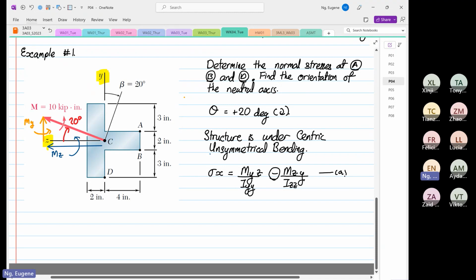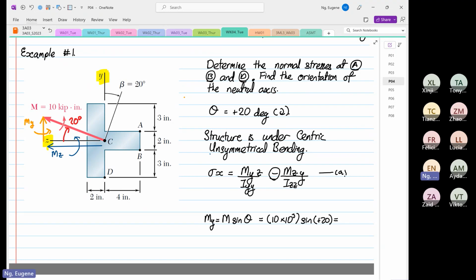So the first thing we are going to do, we are going to find My, right? My is equal to M sine theta. So M is 10 times 10 to the power 3. Then sine, and we know theta is positive 20. So this will be 10 to the power 3 times sine 20, in degrees. So 10 to the power 3 times sine 20 is equal to 3420. Okay, 3420.